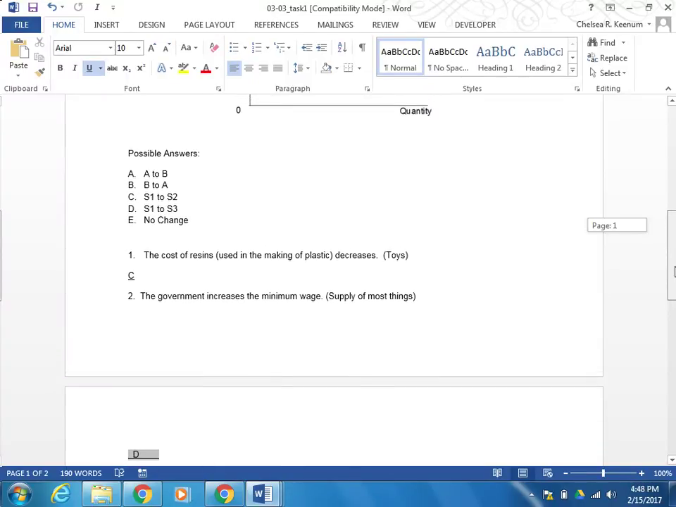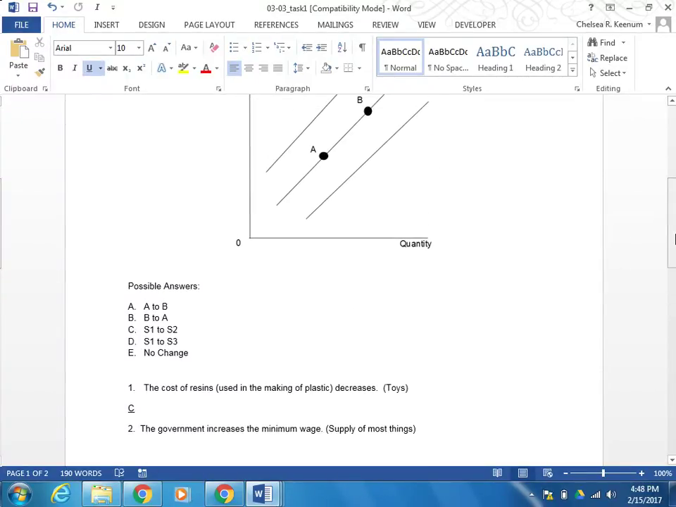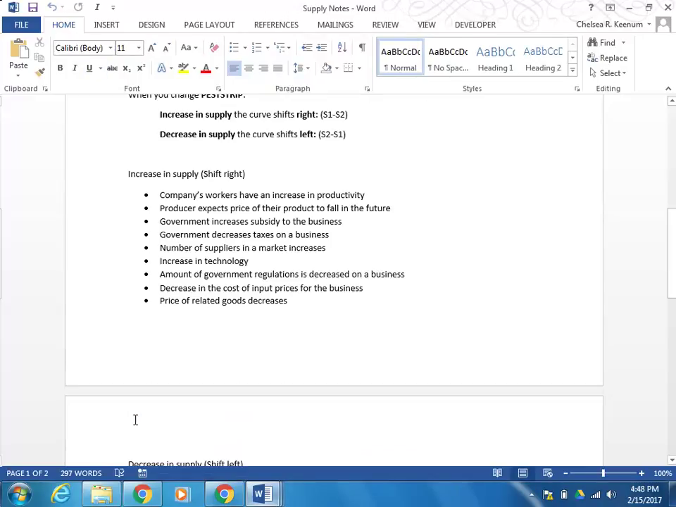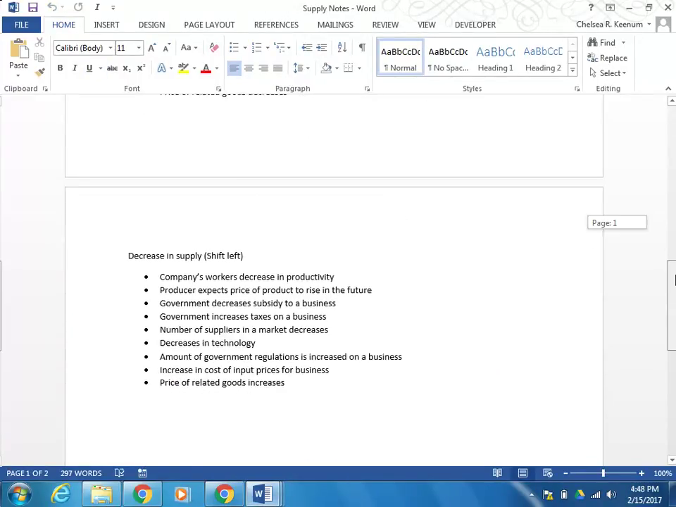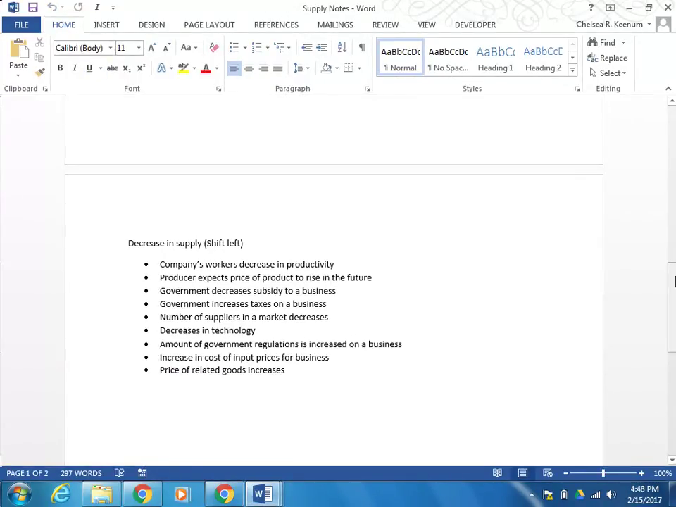The cost of toys increases. What's going to happen to toys? That's just A. The cost is the only thing changing. It's not changing the demand. So the cost goes from A to B. It goes up.